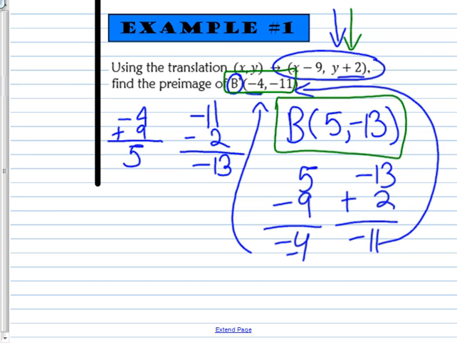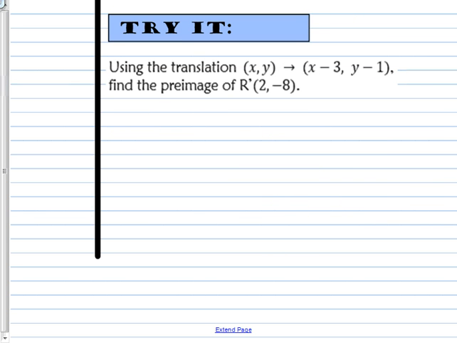The only thing that's going to be tricky on this is making sure you read the question correctly and find the pre-image if it asks for the pre-image. So I want you to go ahead and try it. Go ahead and pause the video and try to find the pre-image of R'.